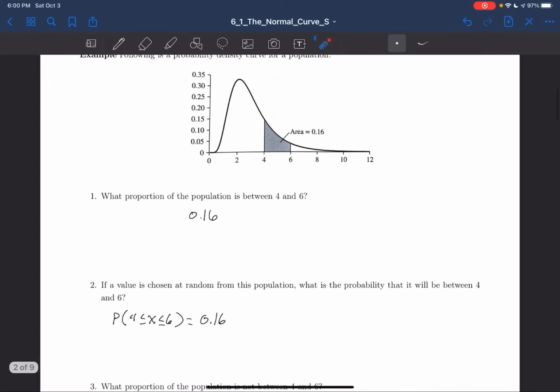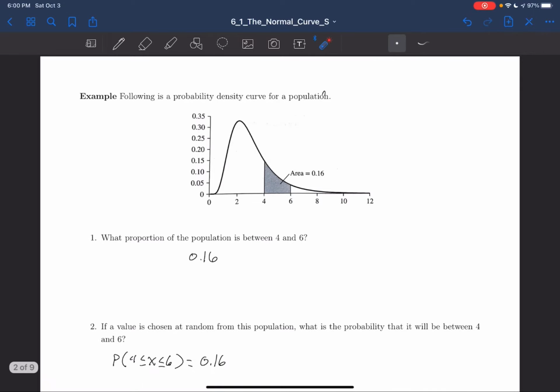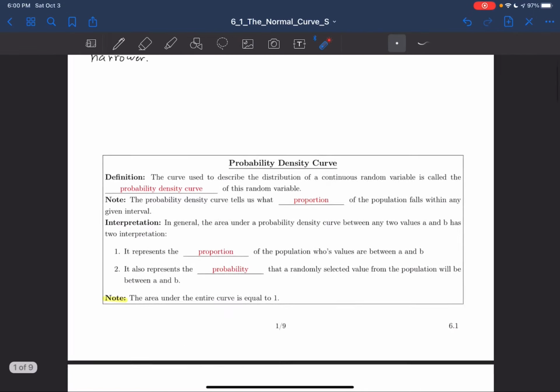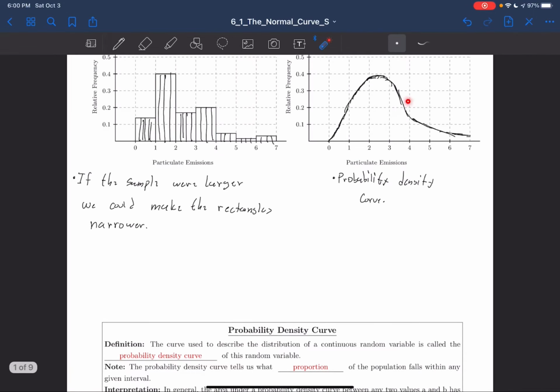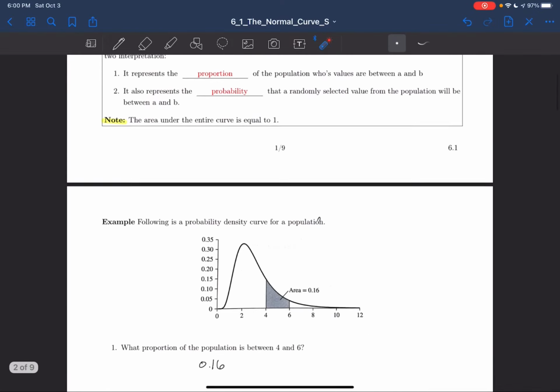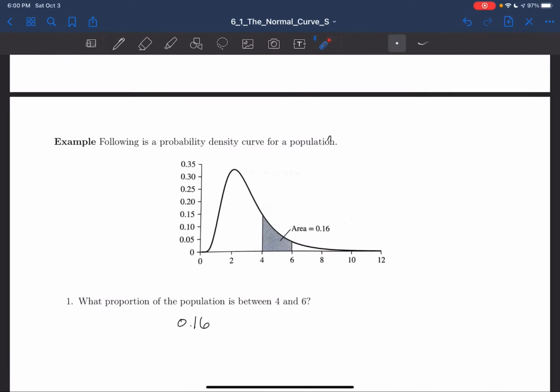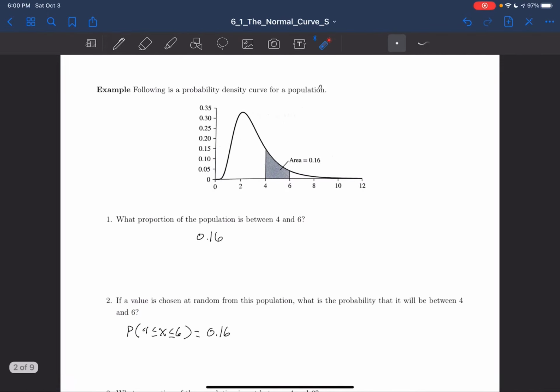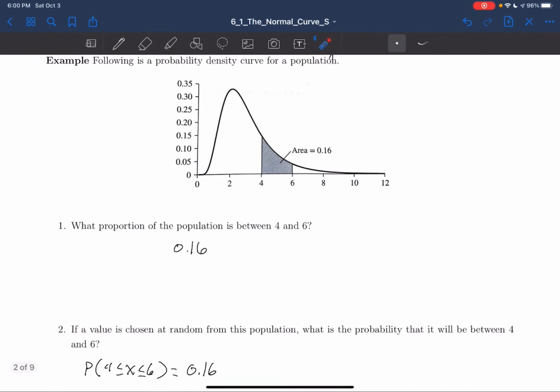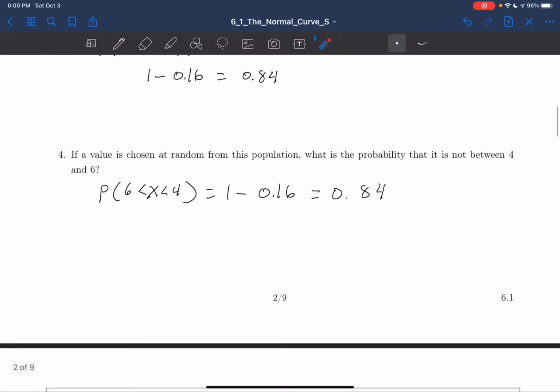Okay, so this is a probability density curve. This is also a probability density curve. But notice that this curve here is skewed to the right. And what a lot of statisticians like are probability density curves that are kind of bell-shaped. Another word for bell-shaped curves is normal curves, and that's what we're going to talk about next.